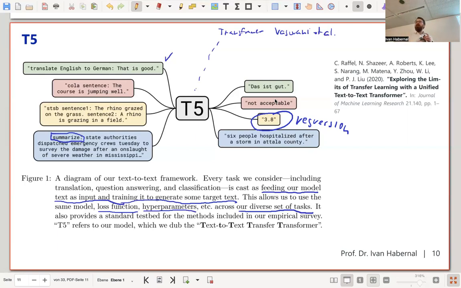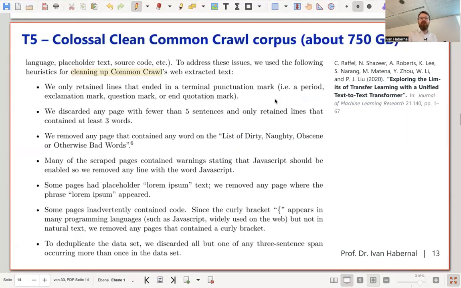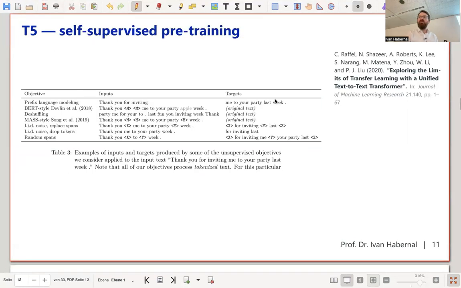Shall we make a break? And then let me see what I have here. T5. No, okay. Let me finish T5 and then we move on. Okay, so 10 minutes and then we'll move on.